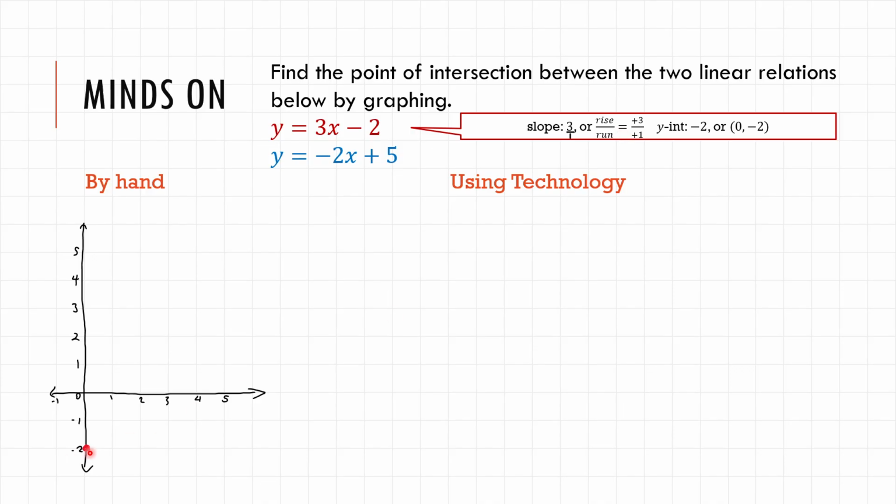Okay, so from here, we're going to rise by 3, 1, 2, 3, and we're going to run to the right by 1. And that right here is where we will draw our next point. From this point, we can repeat those steps, up by 3, across by 1, to draw our next point. And I think I'm out of room here. I think I'll end up off my graph. So I think at this point, I'm going to stop and I'll just draw a straight line cutting through all 3 of these points. So this right here is the linear relation y equals 3x minus 2.